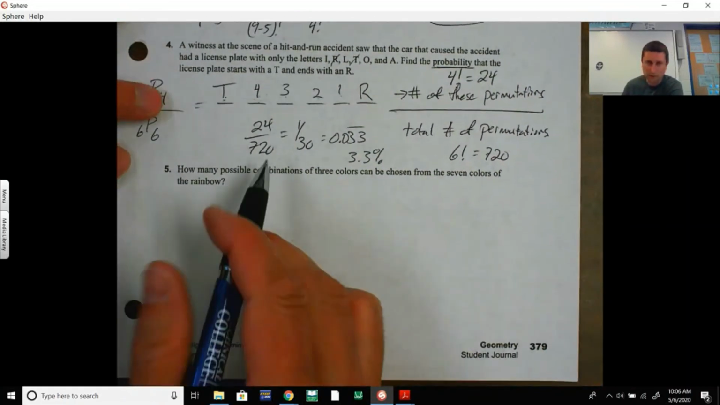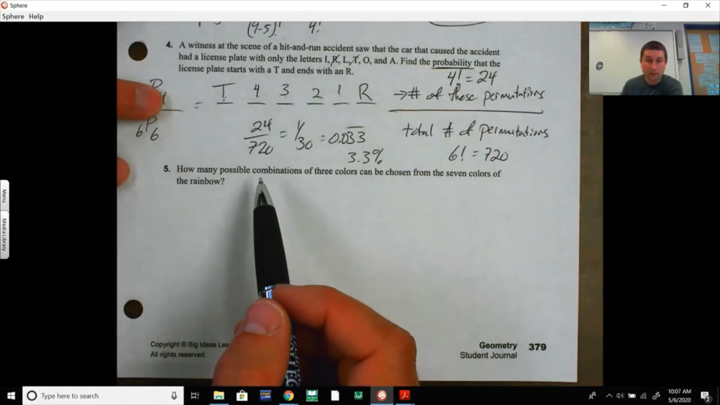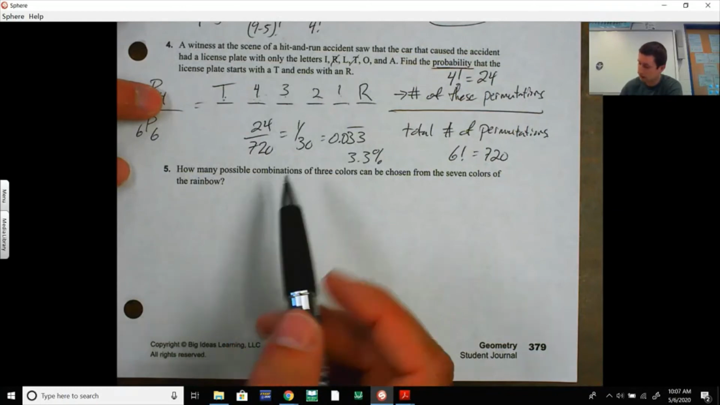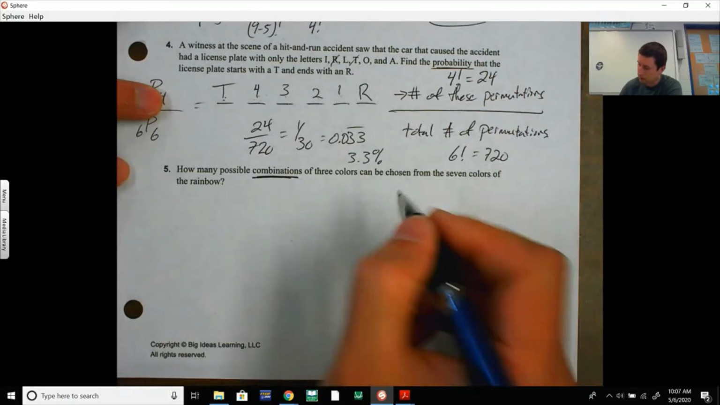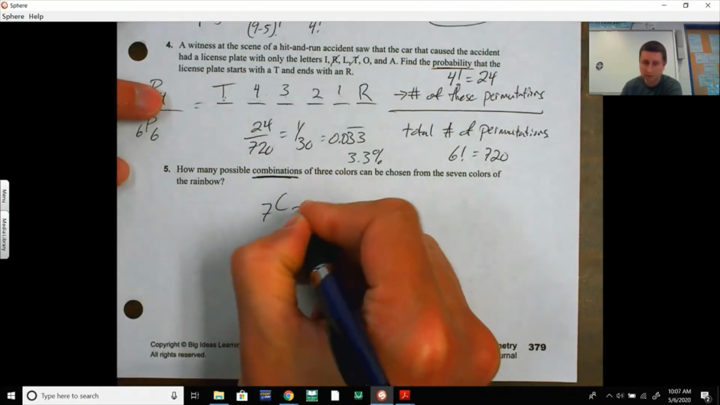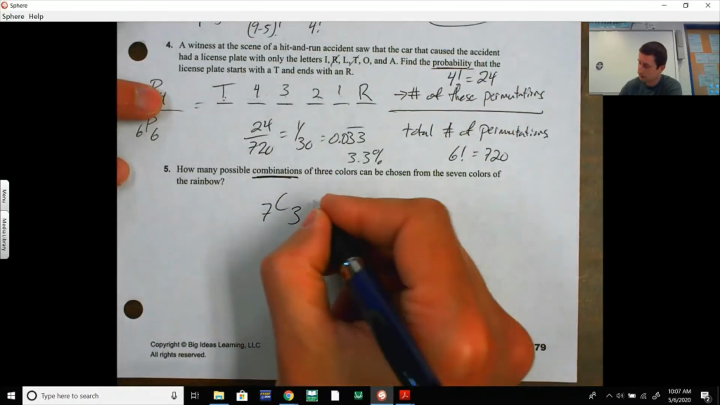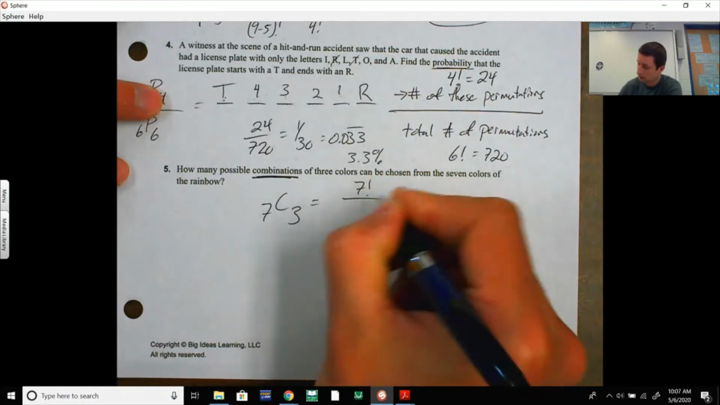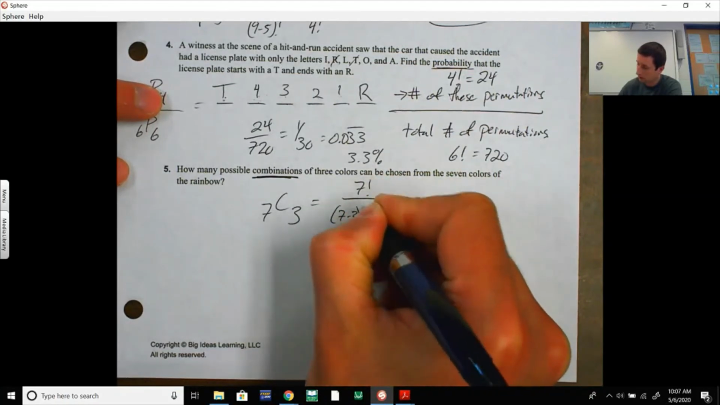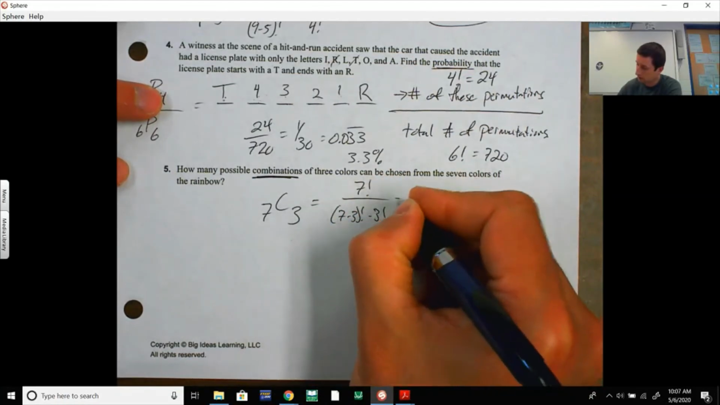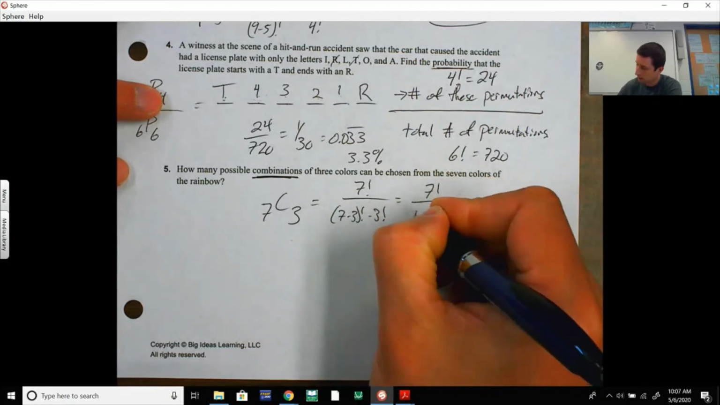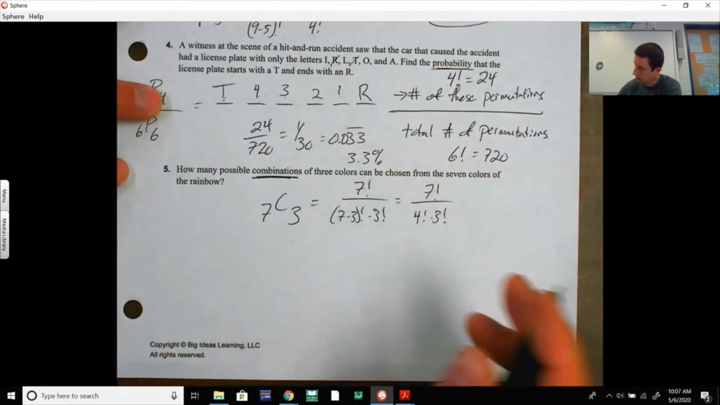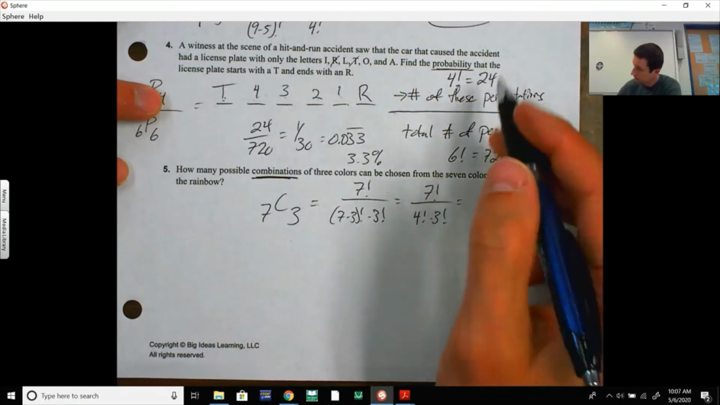We'll look at a couple more examples there. How many possible combinations of 3 colors can be chosen from 7 colors of the rainbow? Okay, there's your keyword, combination. So you have 7 colors of the rainbow and you're choosing 3. You need 7 factorial over 7 minus 3 factorial times 3 factorial. That's 7 factorial over 4 factorial times 3 factorial.